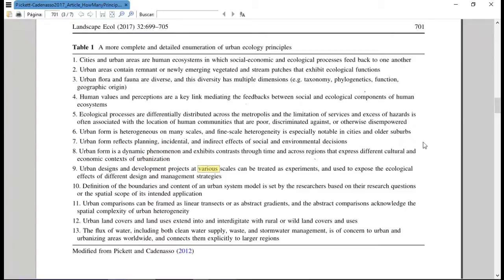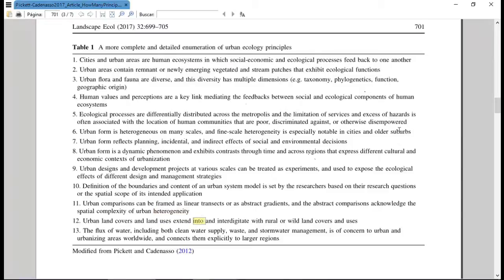9. Urban designs and development projects at various scales can be treated as experiments and used to expose the ecological effects of different design and management strategies. 10. Definition of the boundaries and content of an urban system model is set by the researchers, based on their research questions or the spatial scope of its intended application. 11. Urban comparisons can be framed as linear transects, or as abstract gradients, and the abstract comparisons acknowledge the spatial complexity of urban heterogeneity.